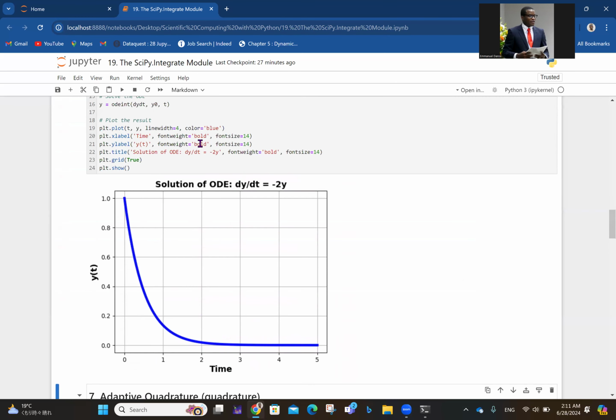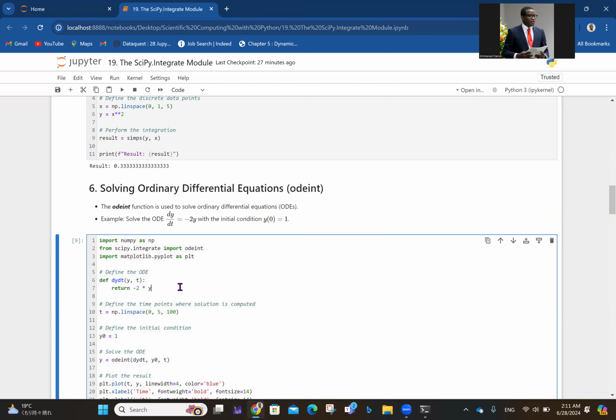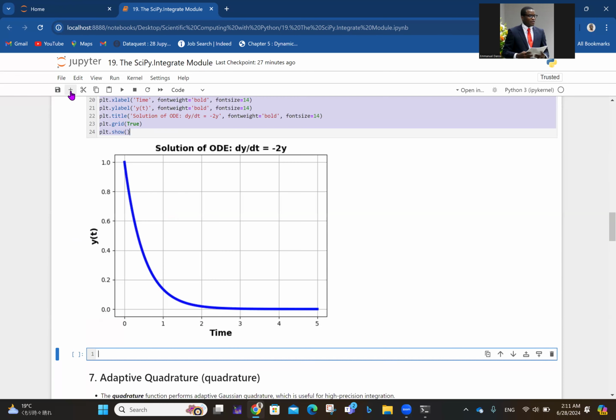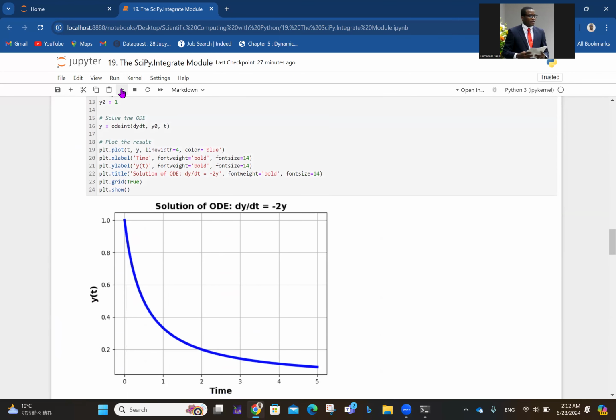Okay, so you can change the differential equation and see what happens. For instance, what if we have, okay, let's do this. Let's say I go to a new place and I have this. So what if this is now minus 2 star star, I mean y squared, minus 2y squared. What happens? So we get something.